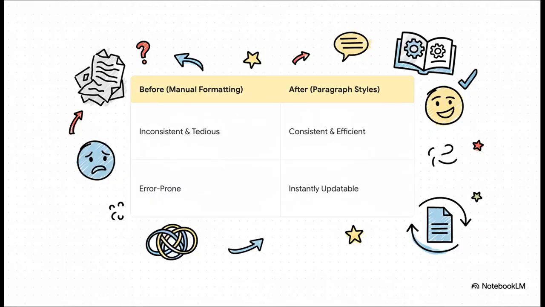It's called paragraph styles. See, instead of manually changing every single headline to be the same font, size, and color, which is super tedious and easy to mess up, you just create one headline style. Then, if you need to make a change, you just edit the style once, and every single headline in your document updates instantly. It is the key to being consistent and efficient.